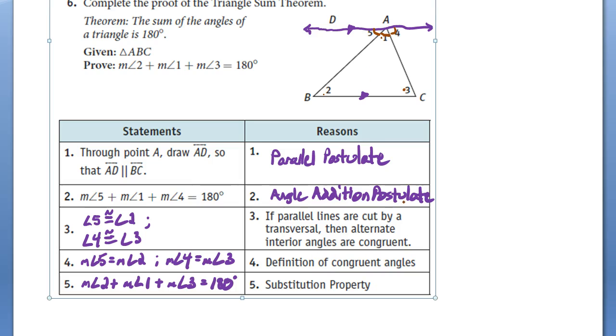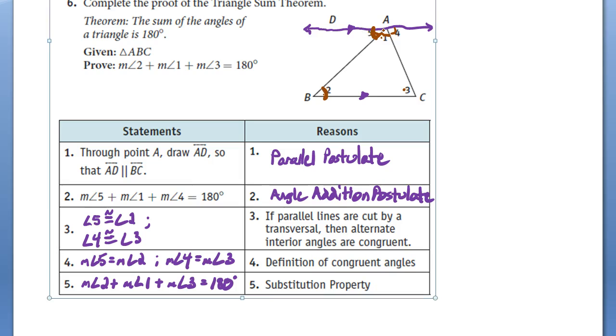That was one of our very first lessons this year, that angles that are side by side can be added together to create the total angle, in this case 180. Okay, next step. We can say that angle 5 is congruent to angle 2, and that angle 4 is congruent to angle 3. We're saying that angle 5 is congruent to angle 2.